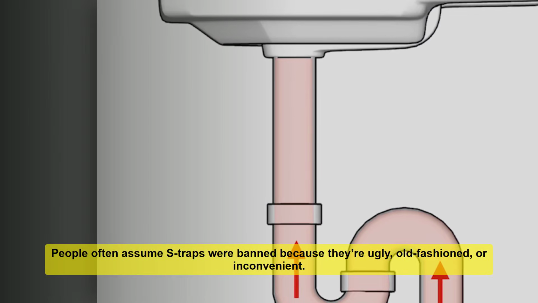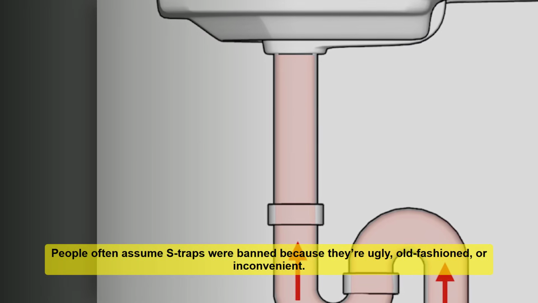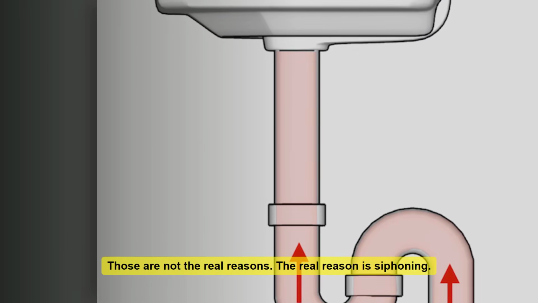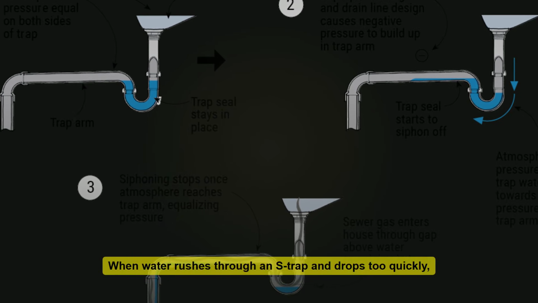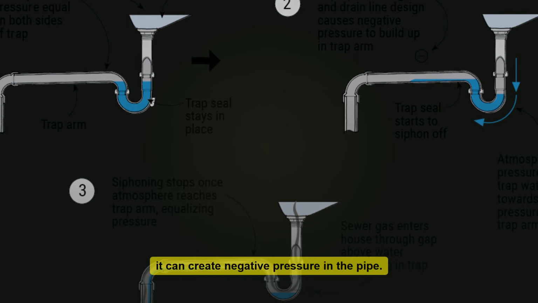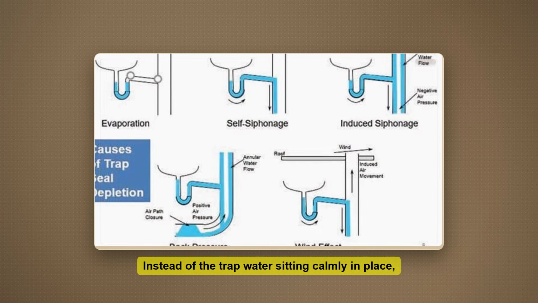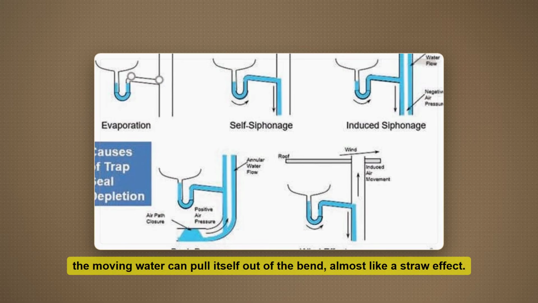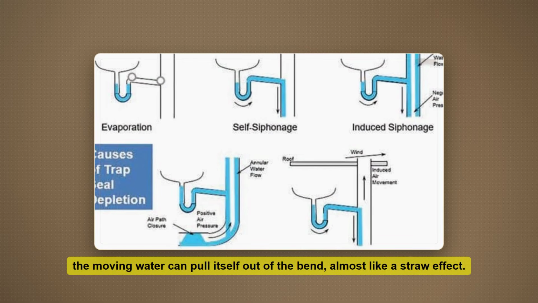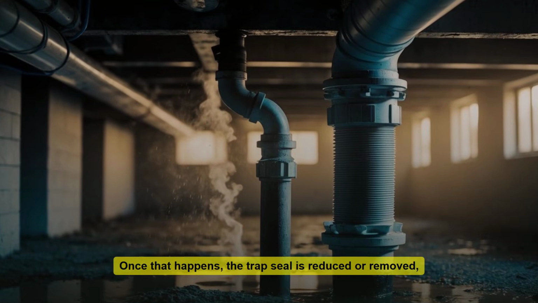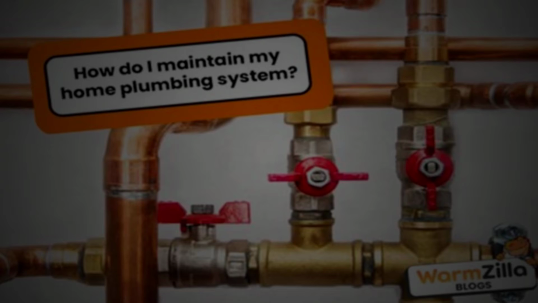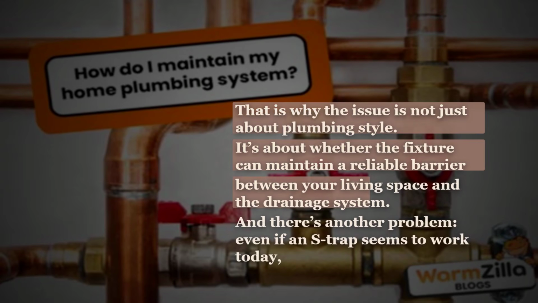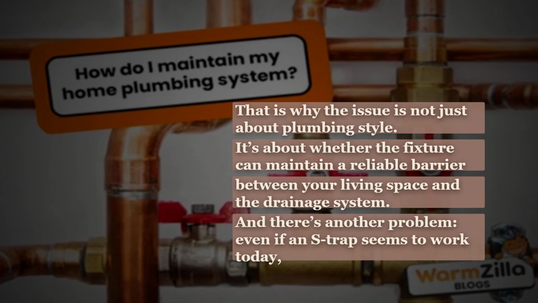People often assume S-traps were banned because they're ugly, old-fashioned, or inconvenient. Those are not the real reasons. The real reason is siphoning. When water rushes through an S-trap and drops too quickly, it can create negative pressure in the pipe. Instead of the trap water sitting calmly in place, the moving water can pull itself out of the bend, almost like a straw effect. Once that happens, the trap seal is reduced or removed, and gases from the drain system can come back into the room. That is why the issue is not just about plumbing style, it's about whether the fixture can maintain a reliable barrier between your living space and the drainage system.